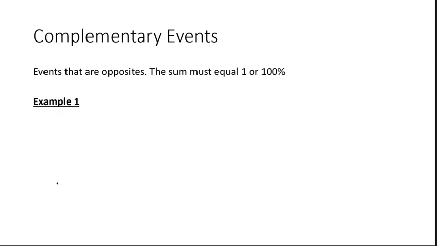Now, one other thing is we have this term called complementary events. So complementary events are events that are opposites. And with this, the sum must equal 1 or 100%. Now, what does this look like? Well, let's say, for example, that the weatherman says that there's a 30% chance of it raining today.